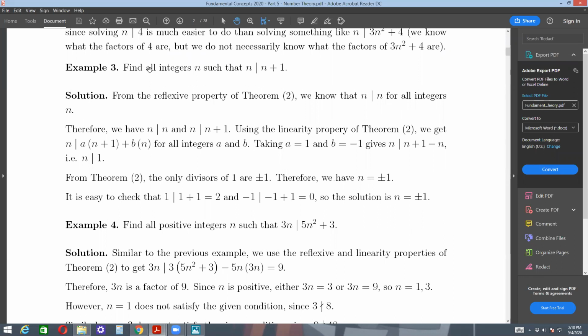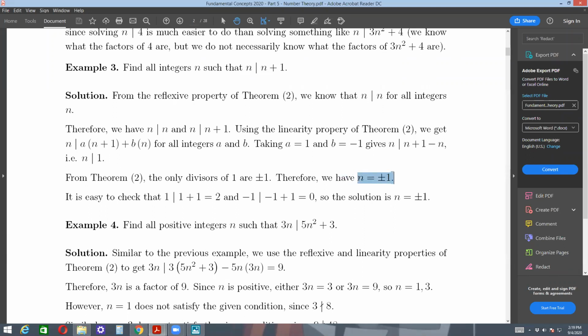Right, and just a couple of examples here. So the first one is find all integers n such that n divides n plus 1. Basically, we have to find all integers where the number divides the integer that comes after it. So these are two consecutive integers. Just like before, if I take n divides n plus 1, I know n divides n, so I could subtract those and I'll get n divides 1. And from above, we know the only numbers that divide 1 are plus or minus 1.